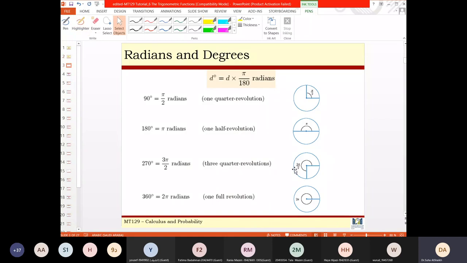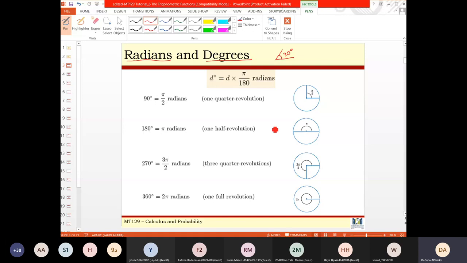Before we start talking about the trigonometric functions, we must know what the measurement of the angle means. Measurement can be done using two different ways. We can measure using the radian. Whenever I'm talking about an angle, we use the protractor to measure the degree. For example, this is 30 degrees. So this is the degree measurement.